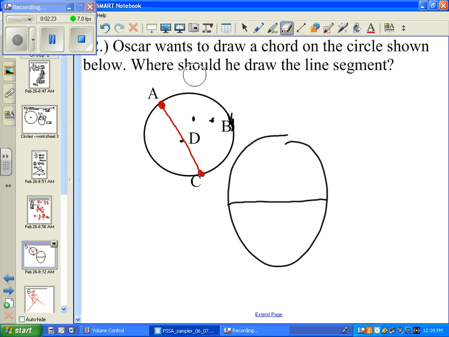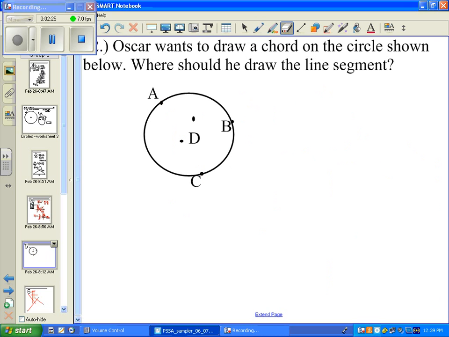This brings up this next one here. They want to know, Oscar wants to draw a chord on a circle shown below. Where should he draw the line segment? Here's the chord. Goes from A to C. That's our line segment. That takes care of that one.